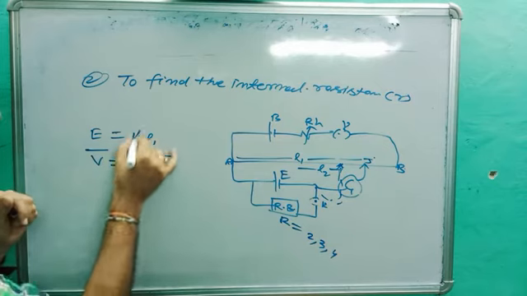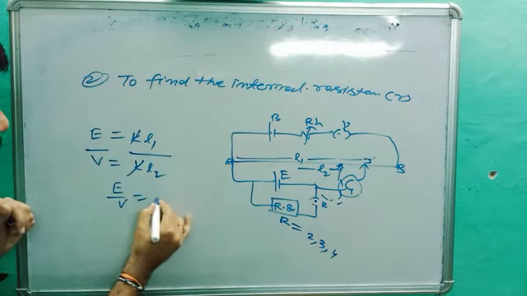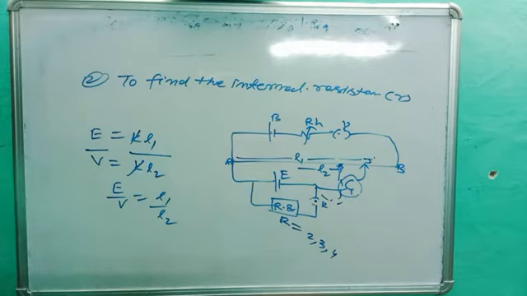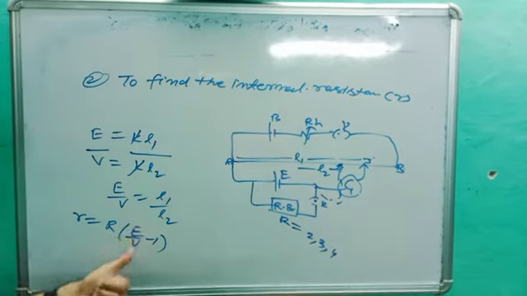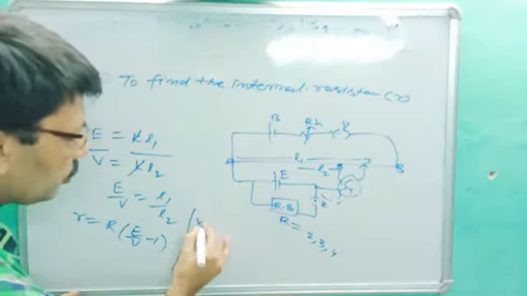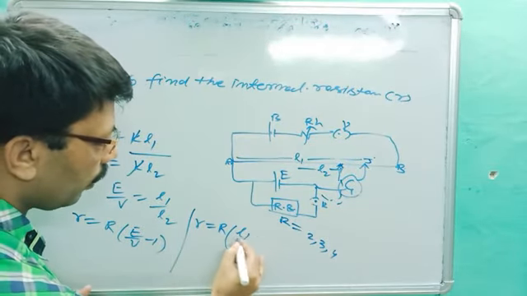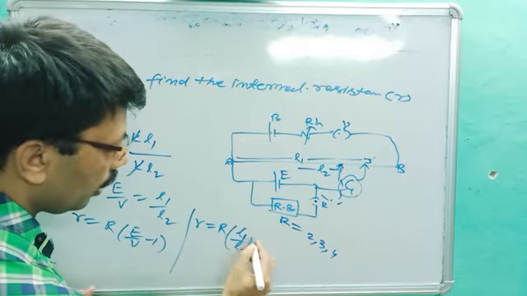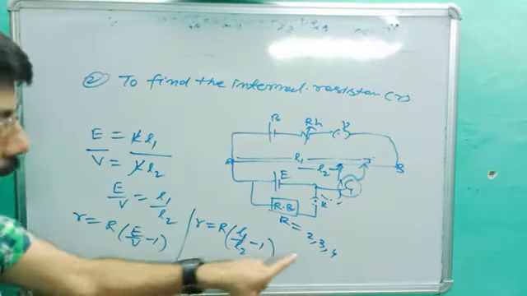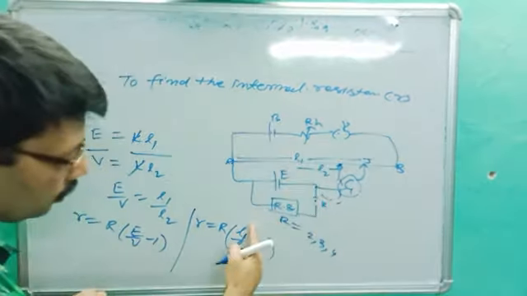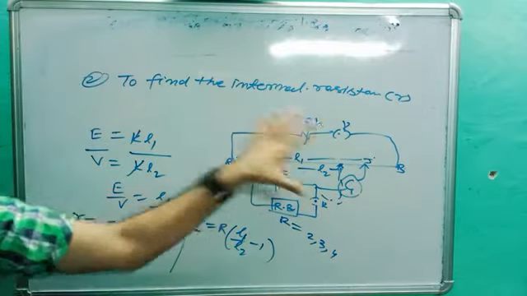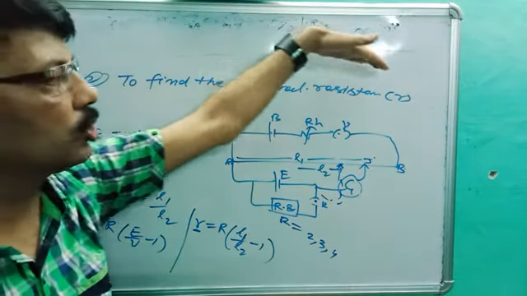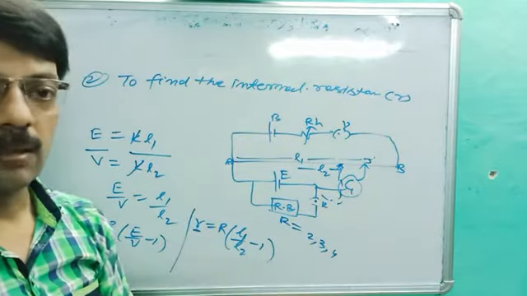Divide, K cancels. What we get? E upon V is equal to L1 upon L2. We know the formula: small r is equal to capital R times (E upon V minus 1). So E upon V becomes L1 upon L2, and the formula becomes small r is equal to capital R times (L1 upon L2 minus 1). See how easy. Capital R is known, L1 is known, L2 is known, you can find the small r, the internal resistance. So this is the basic idea to find the internal resistance of a cell by potentiometer. Okay, that's all for today.